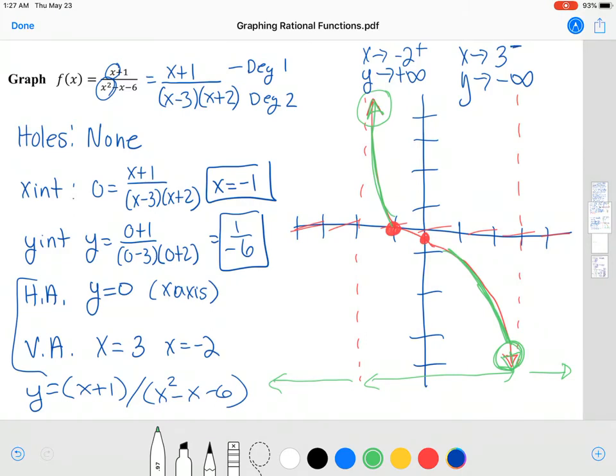Now, if I look at the rest of the graph and I finish graphing this, here it's going to flatten out here at my horizontal asymptote, and this arrow is going to come down here. And then on the other side, I have this arrow here. It's going to flatten out at 0, and then on the right hand side of 3, it's going to go to positive infinity.